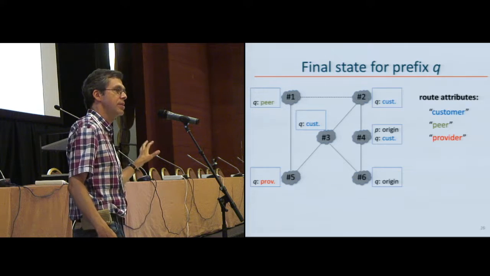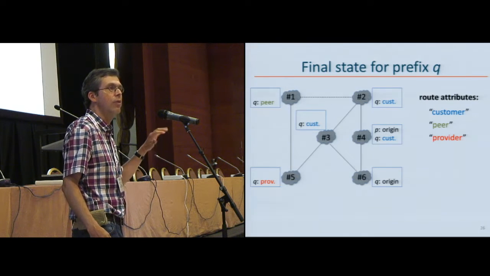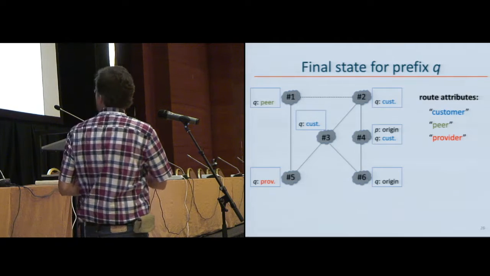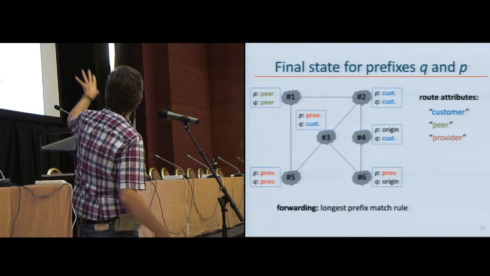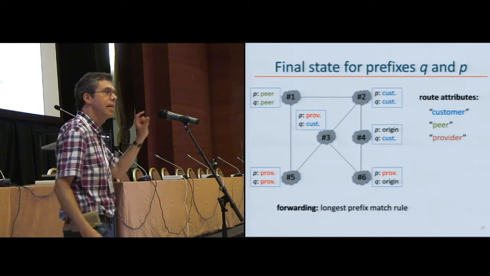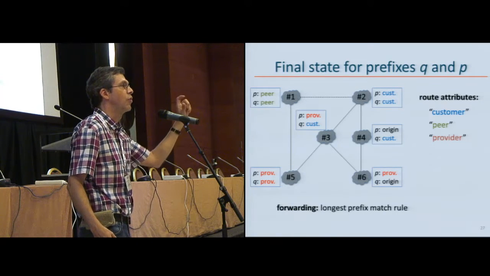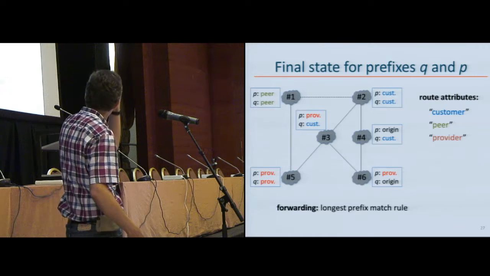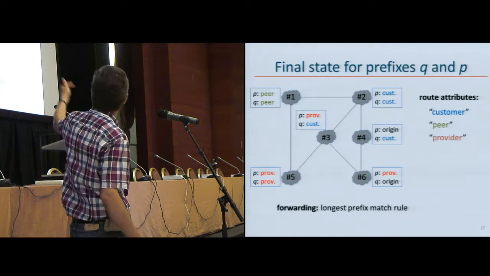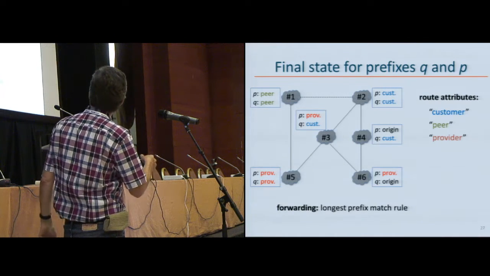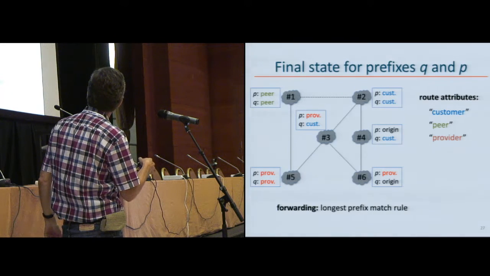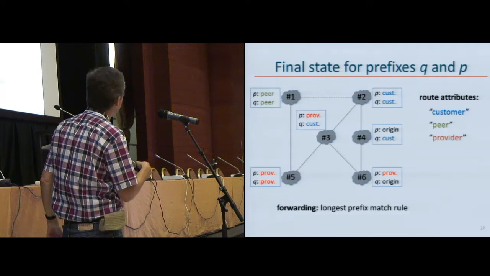A similar process will propagate prefix P throughout the network. Now, after doing this, propagating, I will arrive at this state. So the state contains the type of route for Q and the type of route for P, with less specific prefix. So for example, AS3 elects a provider route to reach P. So to reach AS4, it has to go like this. But it elects a customer route to reach 6. It goes like this. Okay?